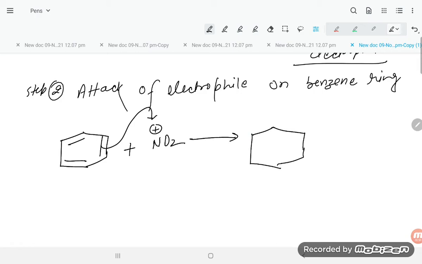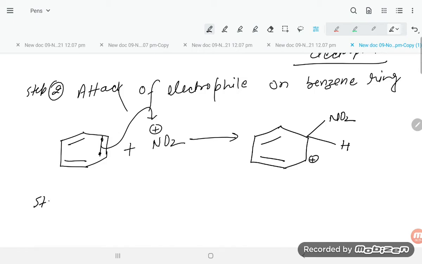This is the bond. So what will happen, friend, in this bond? If you are attacking this one, here is NO2 and here is H. Since both the electrons are going here, the positive charge formation will take place.